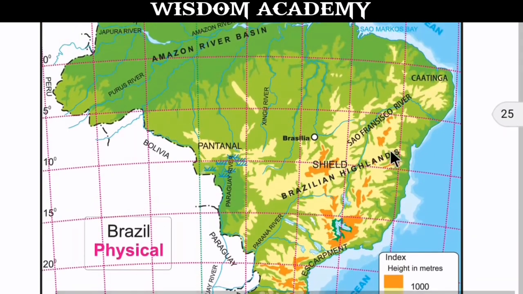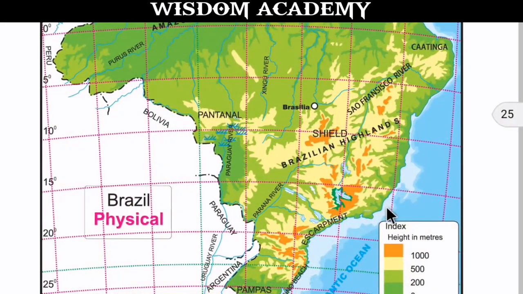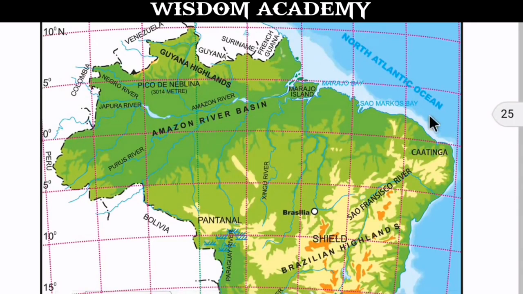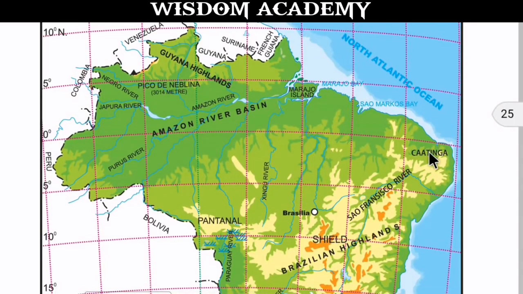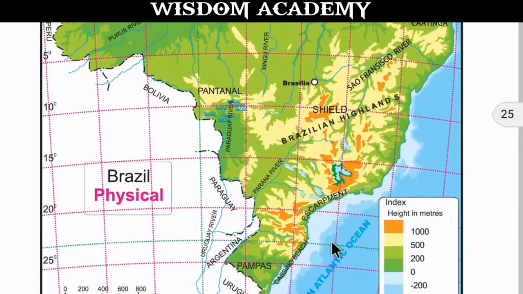Then we are having the coastal region of Brazil. Brazil's coastline is about 7400 kilometers. One may divide it into two coasts: first is the northern coast and second is the eastern coast. The northern coast extends from Amapá province to Rio Grande do Norte. So here we are having Amapá province and here we are having Rio Grande do Norte. From Amapá province to Rio Grande do Norte, here we are having the northern coastal region, and the rest is the southern coastal region of Brazil.